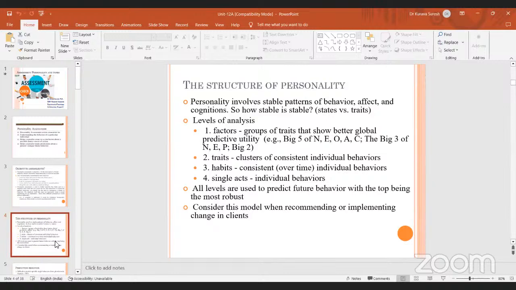Personality involves stable patterns of behavior affected by cognition. The suitable level of analysis is the factor group of traits: the Big Five factor theory, the NEO Five-Factor theory, the Big Five traits, clusters of consistent individual behavior, habits, consistent over time, signals of individual behavior, all of which are levels of future behavior to consider when making recommended implementations.